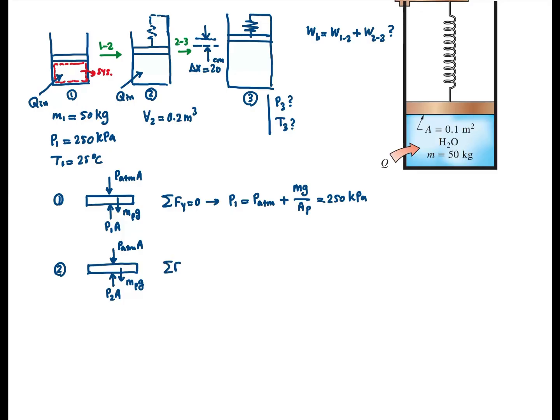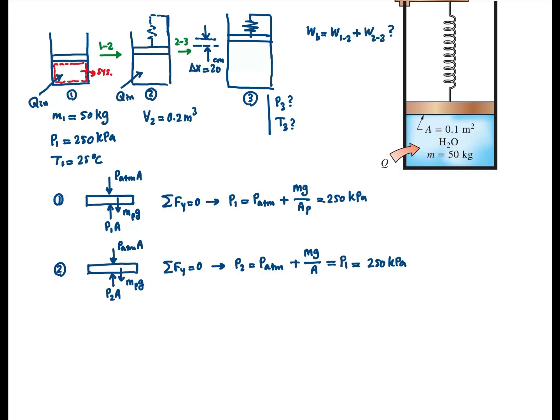Again, equilibrium equation, sum of forces in y direction is 0, or P2 equals atmospheric pressure plus the weight of the piston divided by the area of the piston. I see that this is equal to the equation above, so P2 equals P1. And we know the number for P1, 250 kilopascal. So again, during process 1-2, pressure remains constant because the piston is free to move.